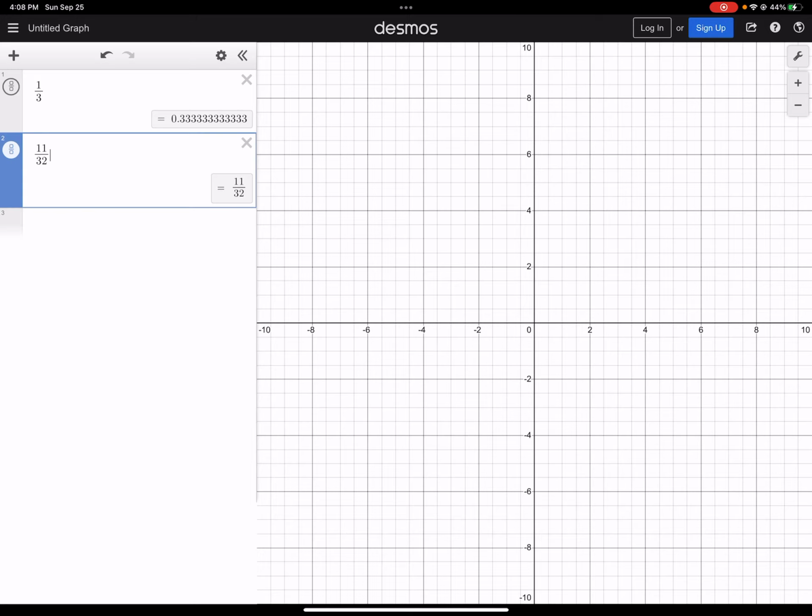Sometimes people get confused when they're super close with the decimals. Just remember they have to match exactly to be considered proportional.